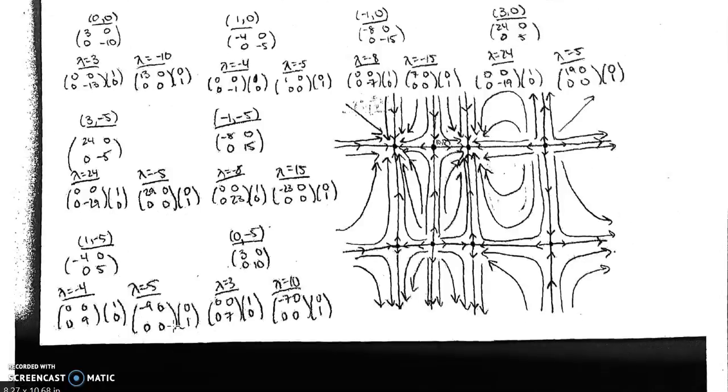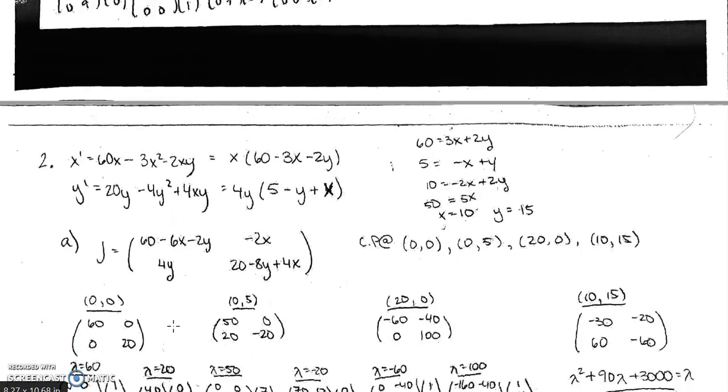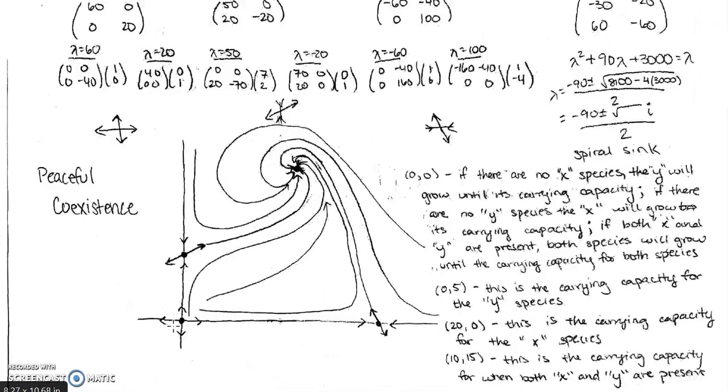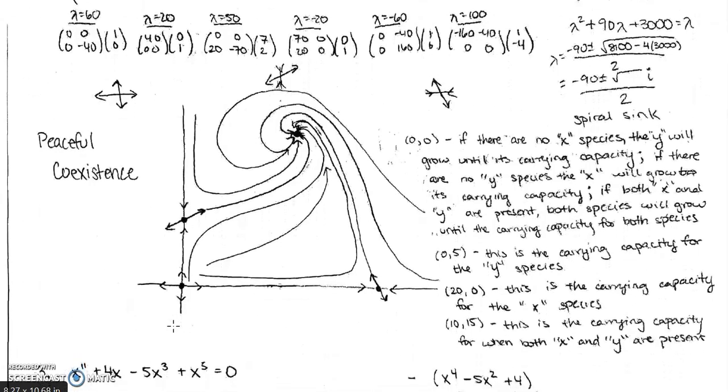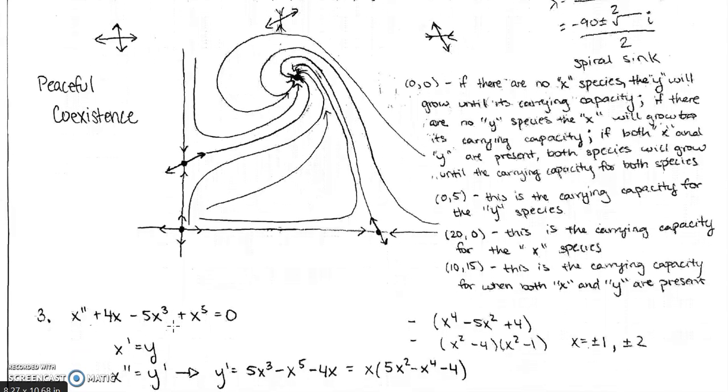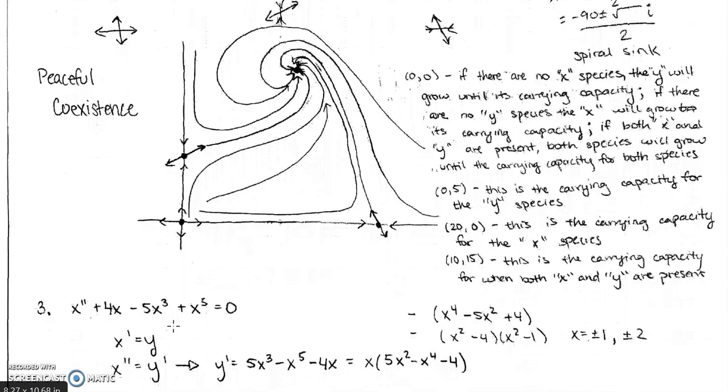Let's see, we'll go past that. We already did that. We also already did that. All right, so I will stop right there. Okay, so look, what I can do is let x prime equal y, and then x double prime is going to be y prime. So this right here is the first equation in my system, right? X prime equals y.